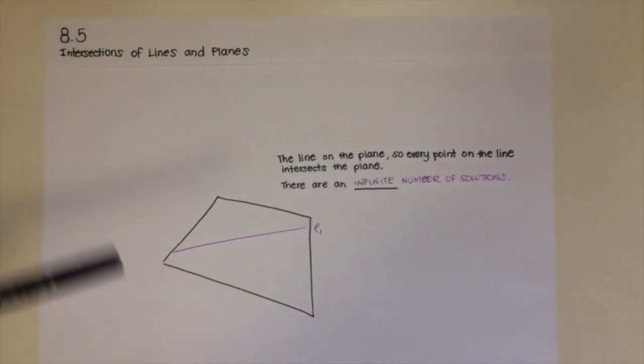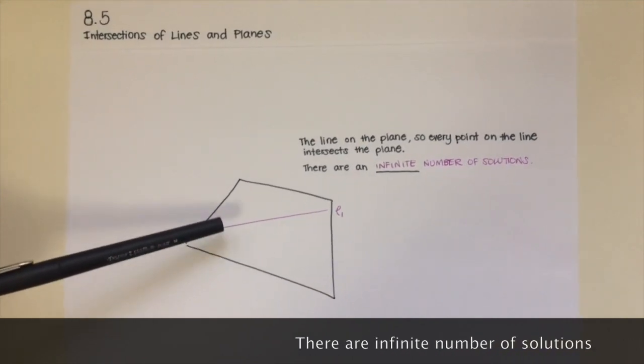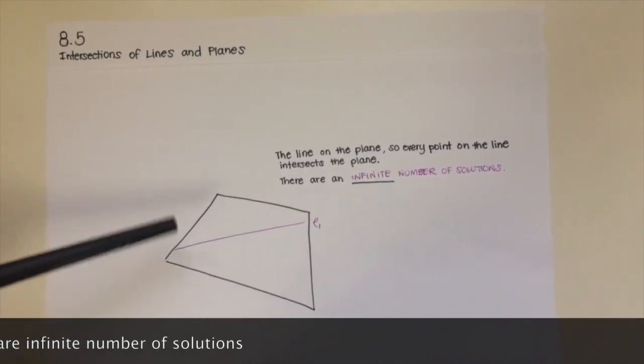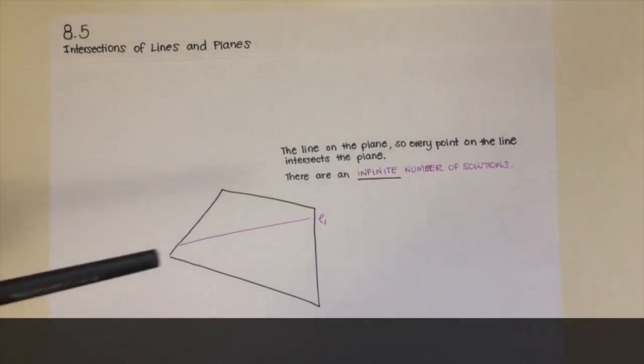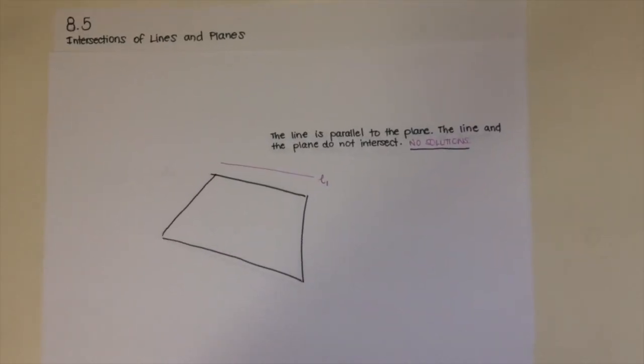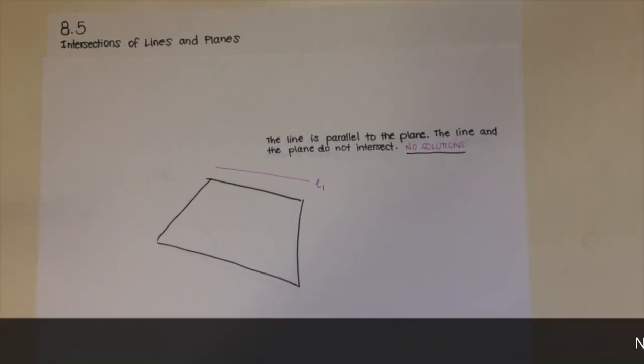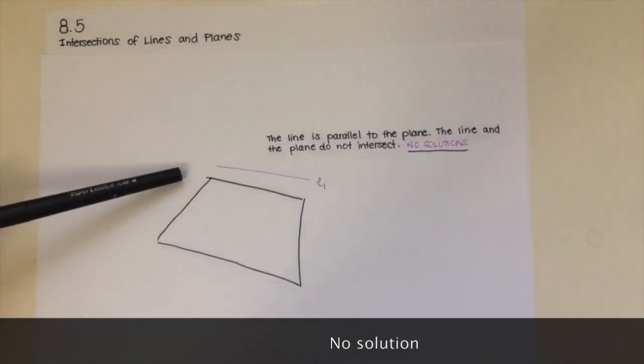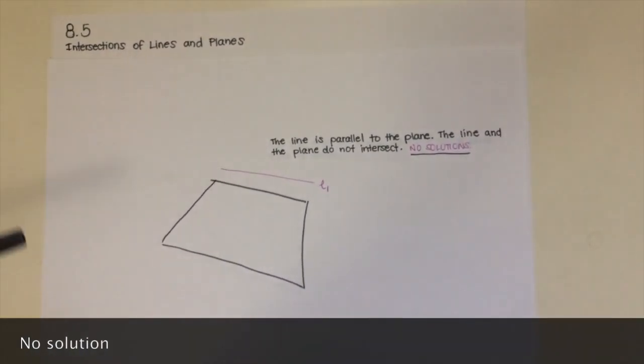Another possibility is when the line lies on the plane. Every point on the line will intersect the plane. If this occurs, then there are an infinite number of solutions. The last possibility is when the line and the plane do not intersect. This means that the line is parallel to the plane, and therefore there would be no solutions.